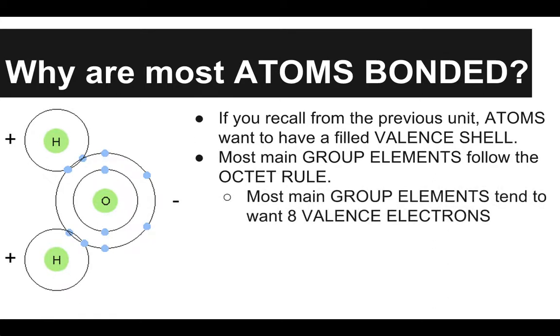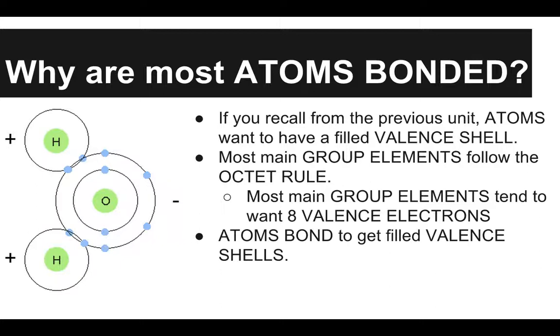Okay, so they want 8 valence electrons. That's the main goal of the octet rule. Atoms bond to get filled valence shells, and while doing that, they become more stable. So that's basically why most atoms are bonded, because they want to be more stable.